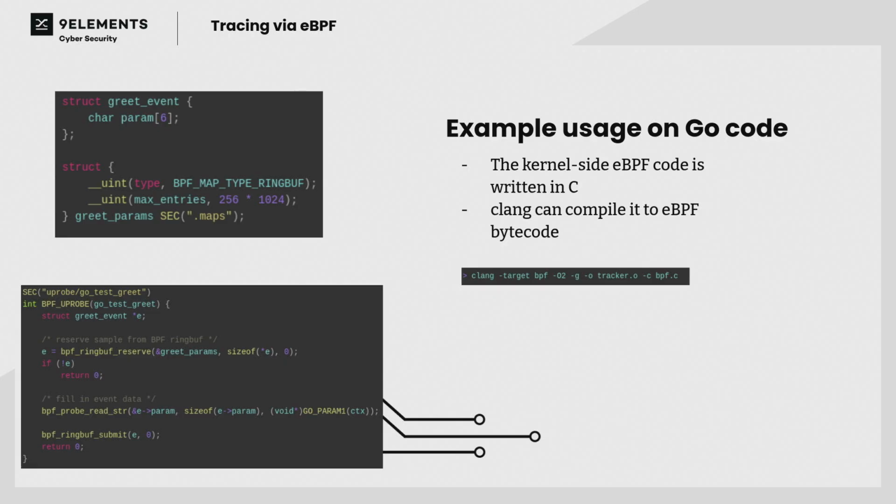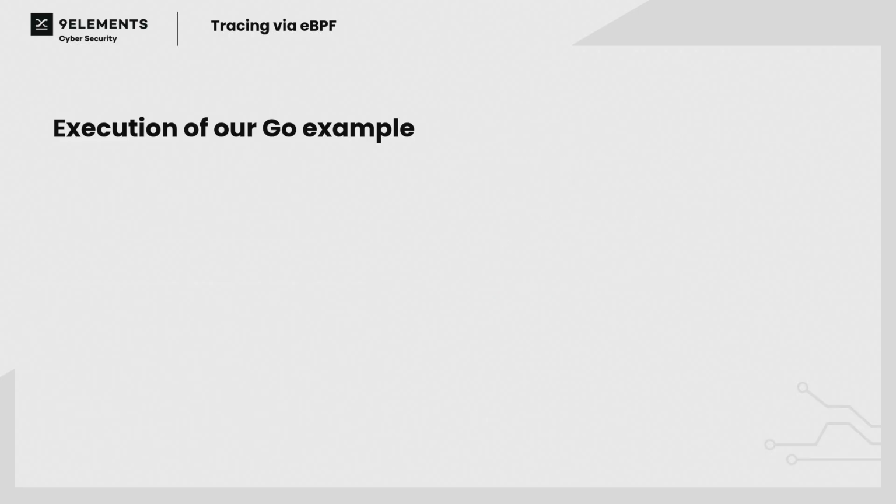And then we can use Clang there to compile this tool. We're telling it that our target is not ARM, not x86, it's BPF. And then it will compile a .o file that we can later on use.